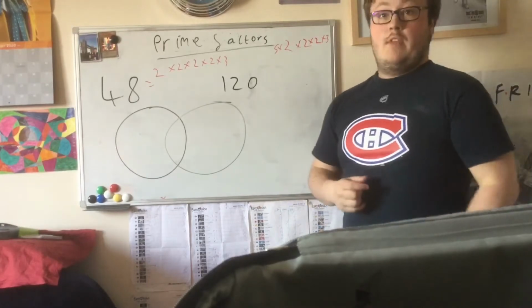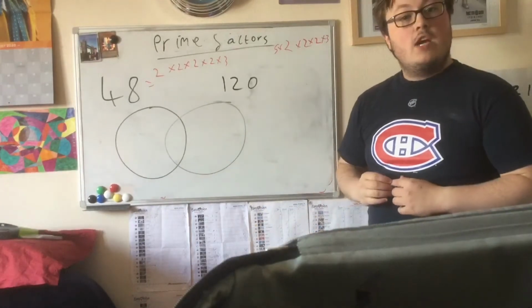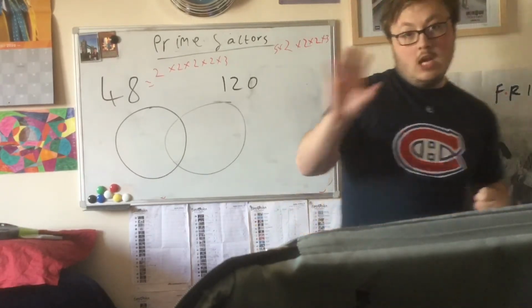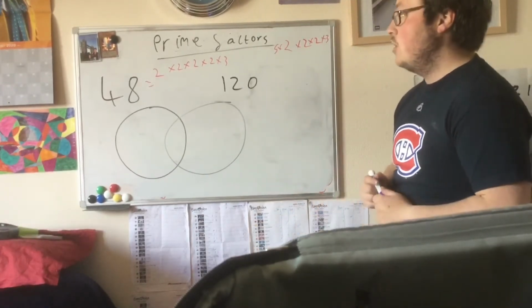I could just tell you what they are, but the reason why I did a Venn diagram is because we're going to need it for the final part of this week, which is highest common factor and lowest common multiples. So let's do it. So what goes in the middle?